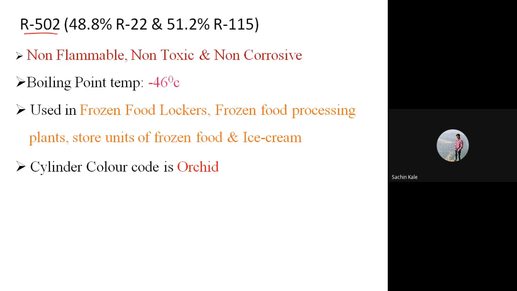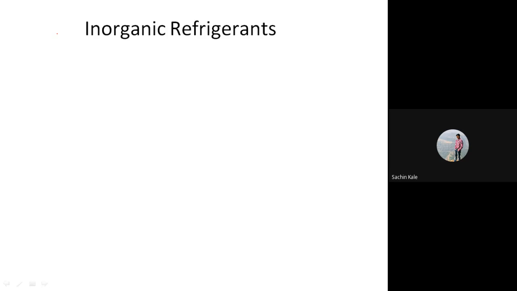So this is the second type of primary refrigerant, called the azeotropic refrigerant. Now the third type of refrigerant is the inorganic refrigerant.